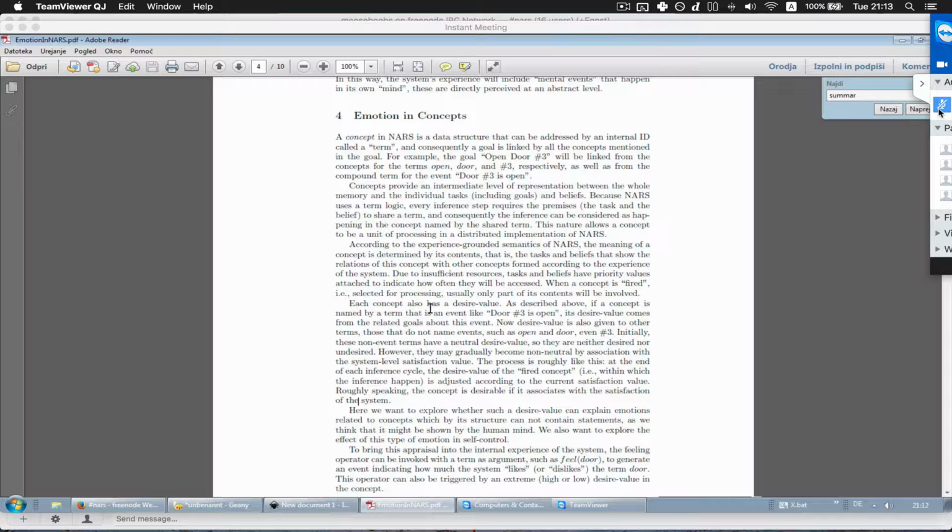I'm trying to understand the connection here between where priority plays a role and where desire plays a role from a satisfaction perspective, because they're both kind of doing the same job in a way. Both of them are defining the amount of resource that a concept or a task will get. So I'm trying to draw a boundary around each of them to understand what the difference is.